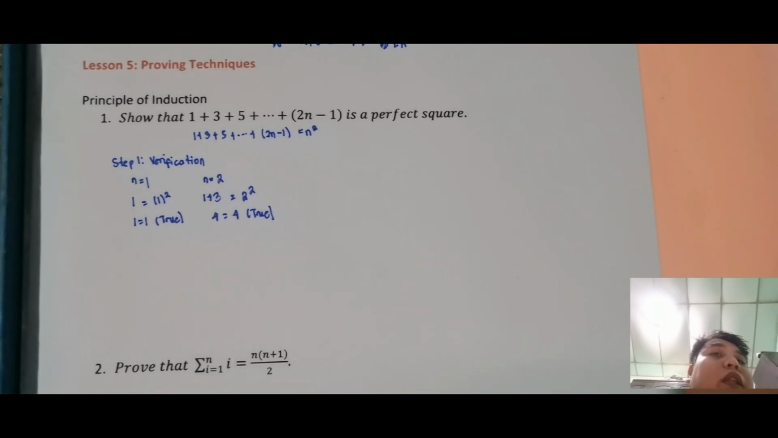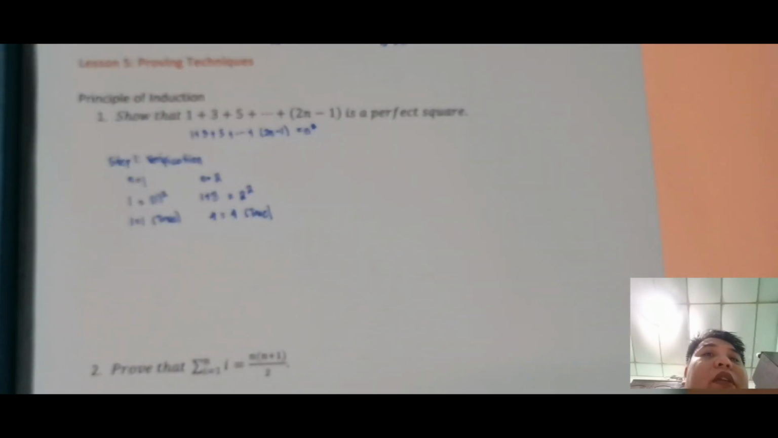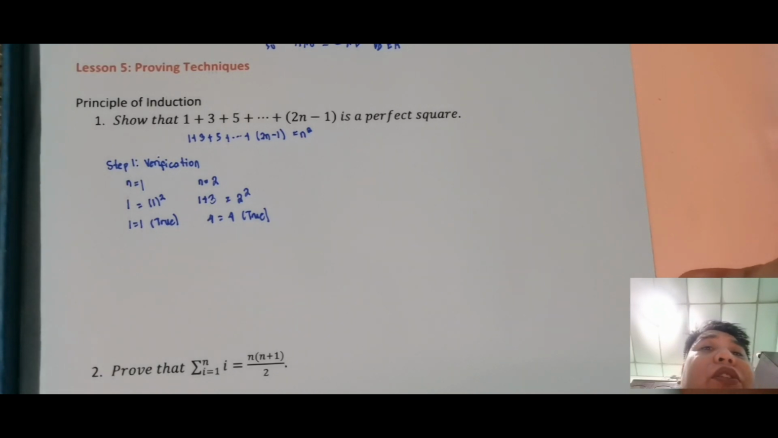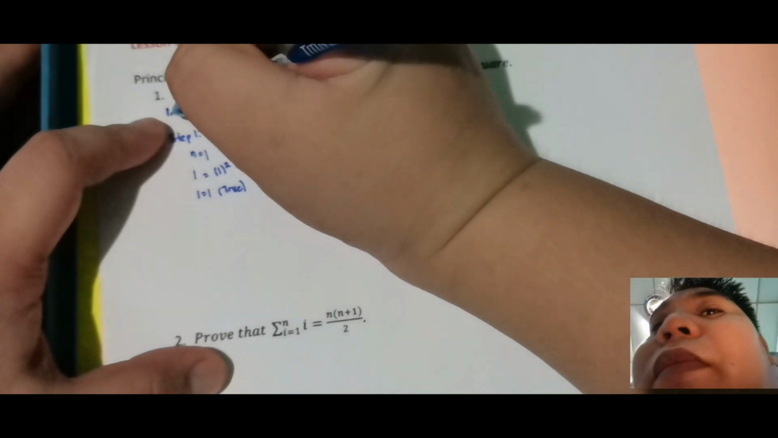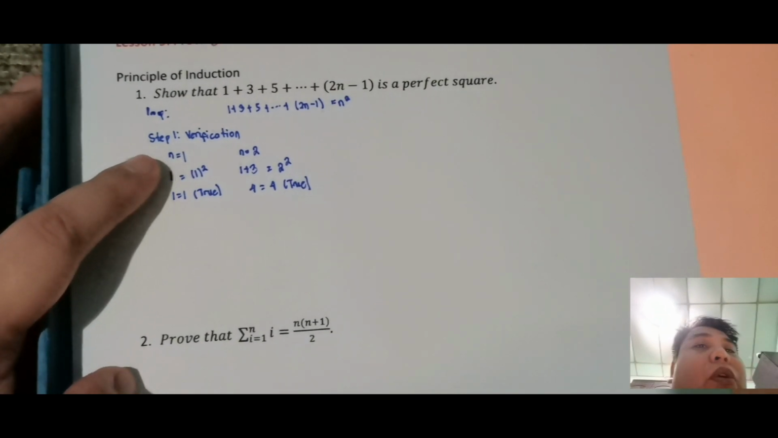For example, n is equal to 1, isang term gagamitin ko sa series, so that is 1. Sa kabila naman sa n squared, dun ko isa-substitute yung 1. For example, n is equal to 2, that is 1 plus 3 equals n squared. n is equal to 3, that is 1 plus 3 plus 5, equals 3 squared. So ulitin ko lang, ito yung unang step sa proof of induction. Step 1, verification. Unang ginawa ko, for n is equal to 1.